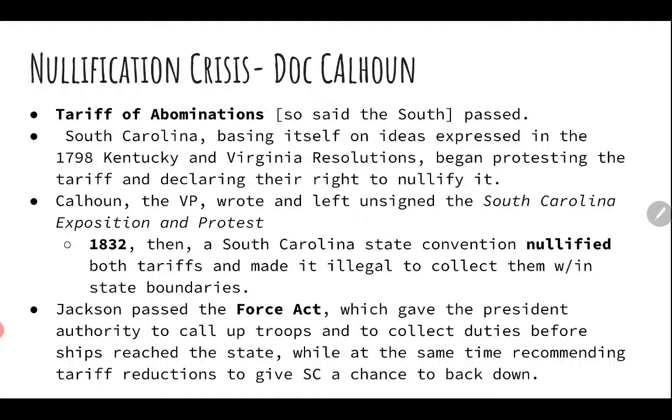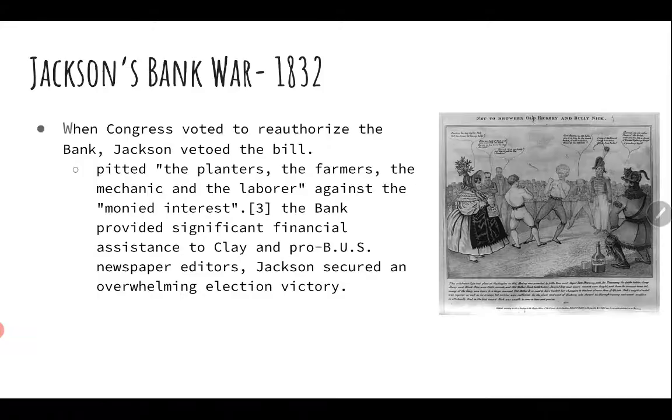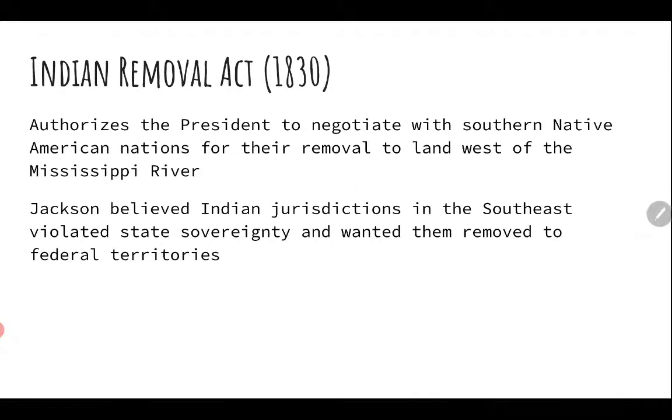He is going to pass the Force Act, which basically makes the South pay. This could have come to a skirmish. There could have been more of an issue, but they're going to do a negotiated tariff that works things out. So we end the bank, right? He vetoes the bank, and then we also have Indian removal. Indian removal, I think, also has to do with the common man, because why is he removing the Indians? Because the common white man wants that land. And so he wants to remove them west into these Indian jurisdictions.